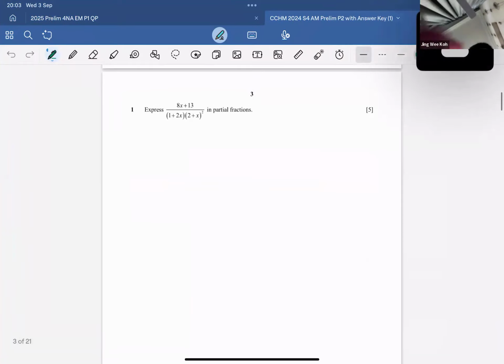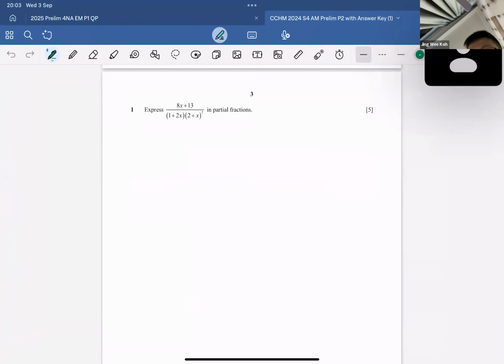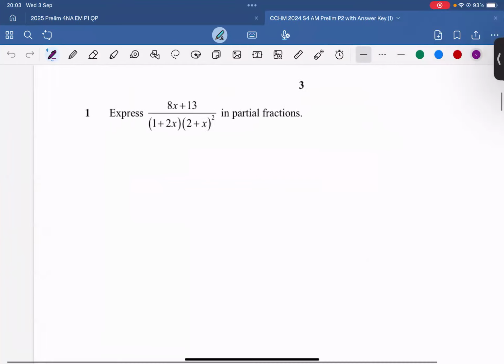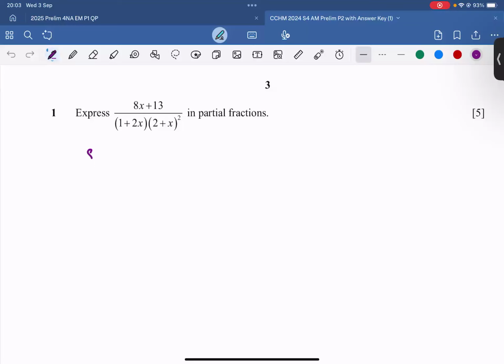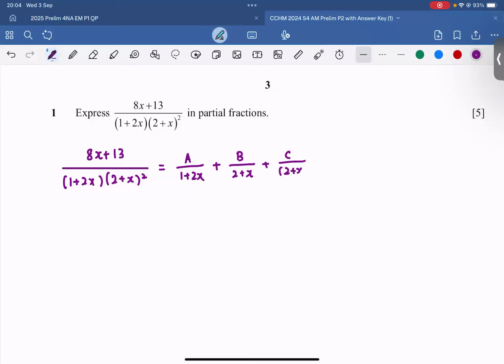Okay, so the first one, partial fraction. Important thing, write your identity correctly. First thing, check whether you need to do long division or not. The numerator is degree 1, the denominator is degree 3, so you don't have to do long division. Based on the 1 plus 2x, the A will appear. Then because the denominator is 2 plus x squared, B over 2 plus x will appear, and C over 2 plus x squared will appear.